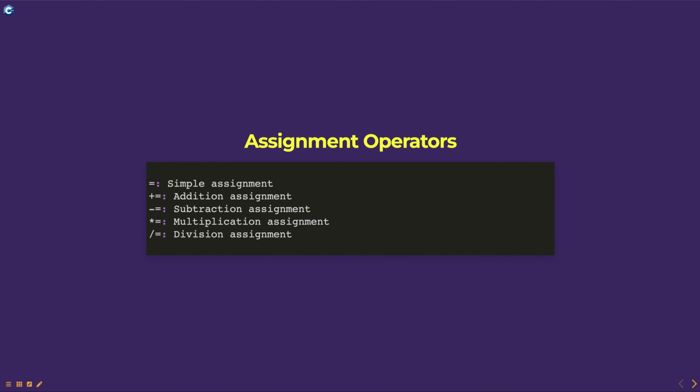Assignment operators. These operators assign a value to a variable. Examples of assignment operators are as follows: simple assignment, addition assignment, subtraction assignment, multiplication assignment, division assignment.